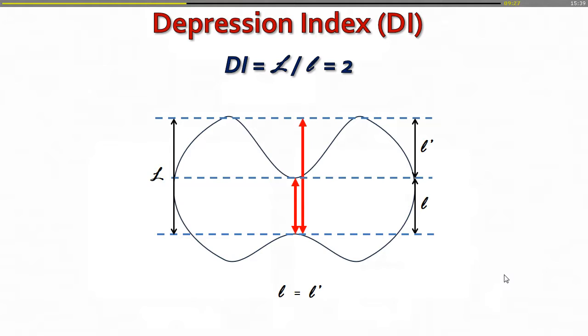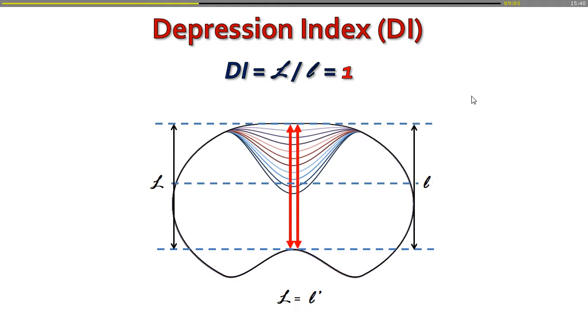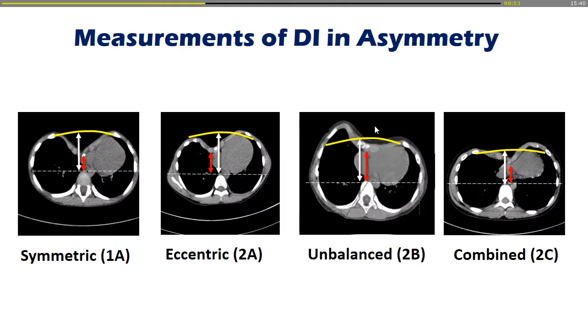So the depression index measures the depression directly. When we see a depression index of 1.5, the bottom of the depression stands just midway between the normal height and the vertebra. And the normal is a depression index of 1. As you see here, we can imagine how deep the depression is. DI 1 is nothing, and then DI 1.5 and DI 2, like this.